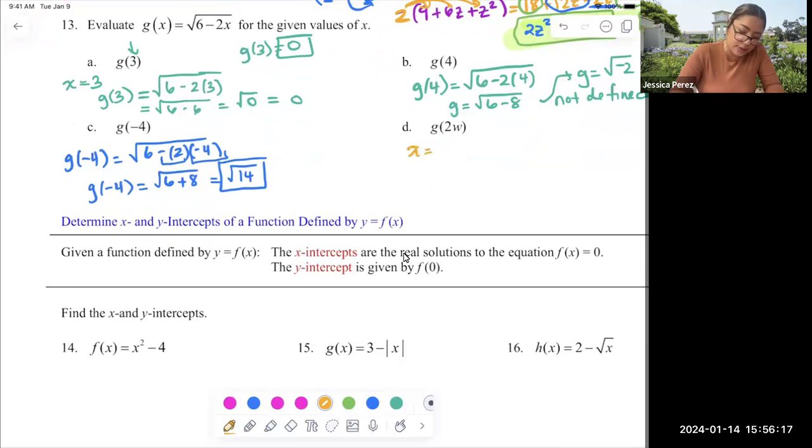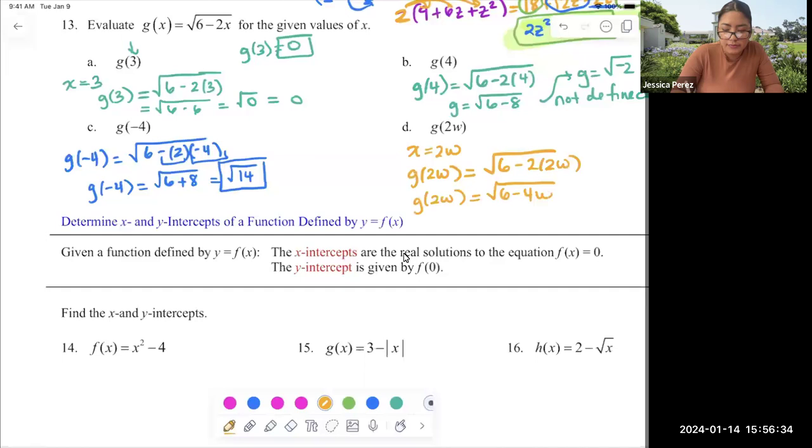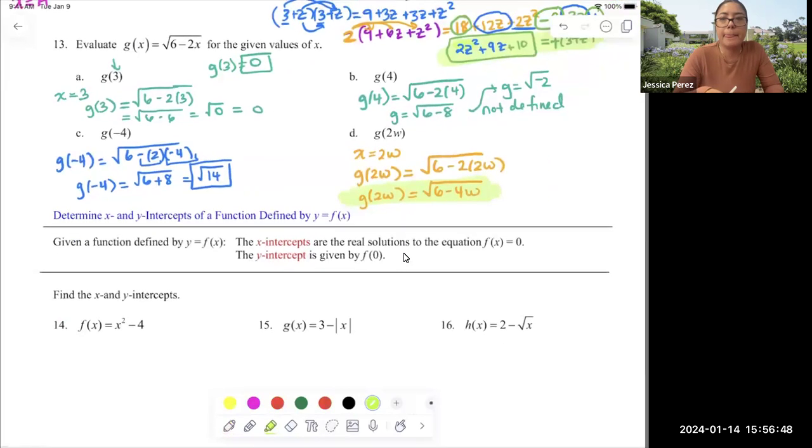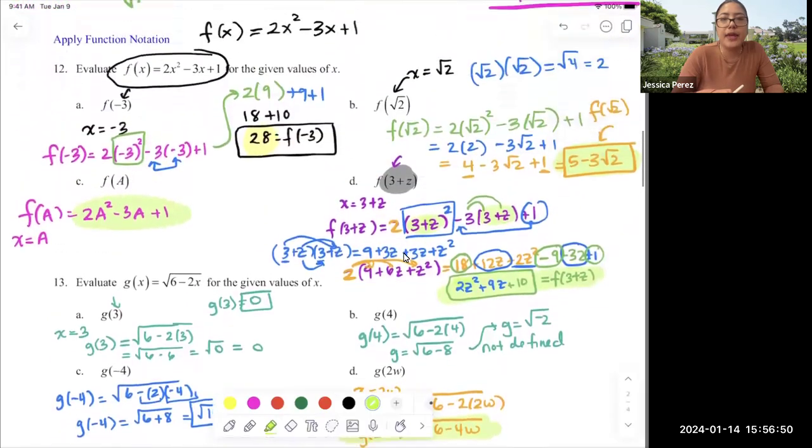Now, what about g of 2w? That means that now x is equal to 2w. So g of 2w is equal to the square root of 6 minus 2 times 2w. So g of 2w is equal to, notice how I carry my notation, the square root of 6 minus 4w, and that's it. So your answer would be the square root of 6 minus 4w. You couldn't do anything else. So there we have it.